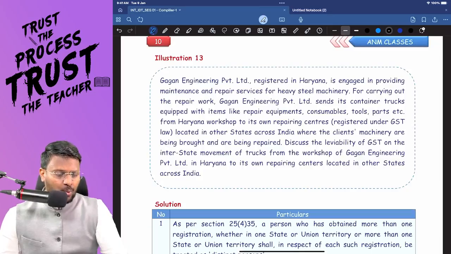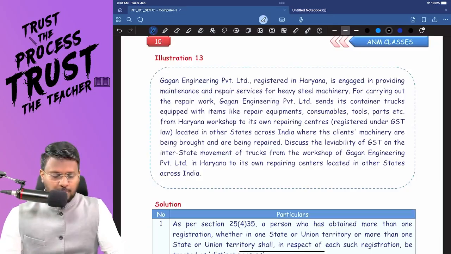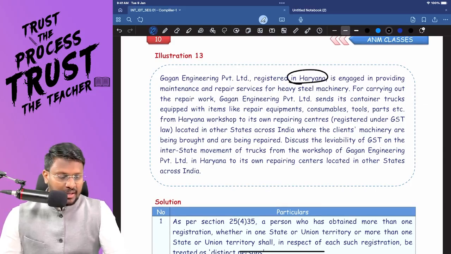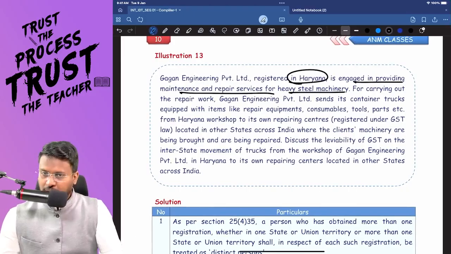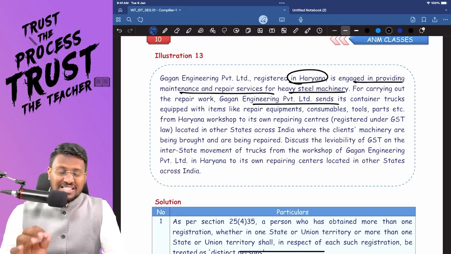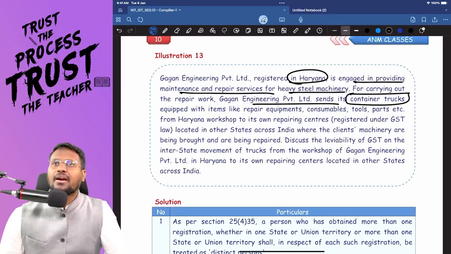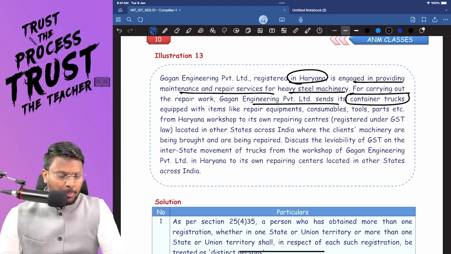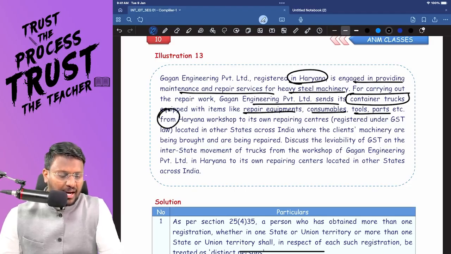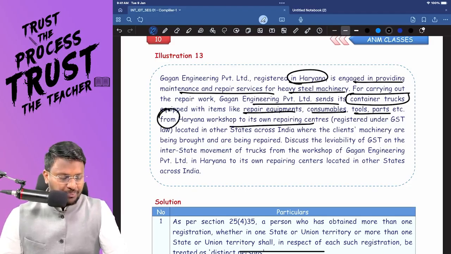Now with this background, you read this question once again, then I will explain you the answer. Jagan Enterprises Private Limited, registered in where? Is engaged in providing maintenance and repair services for heavy steel machinery. To carry out the repair work, Jagan Engineering Private Limited sends its container truck. Container truck means what? Lorry. Equipped with items like, in that lorry, what and all will be there? Repair equipment will be there, consumables will be there, tools will be there, parts will be there, from Haryana workshop to its own what services?